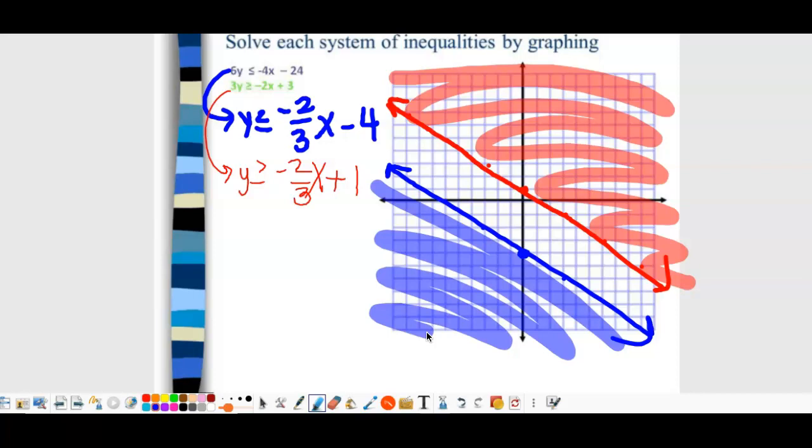Not everything, because it would be everything in the shaded region. If they flipped the red so it was less than, and the blue stayed how it was, would it just be everything below the blue line? Exactly. But right now, that's no solution, correct. Yes.